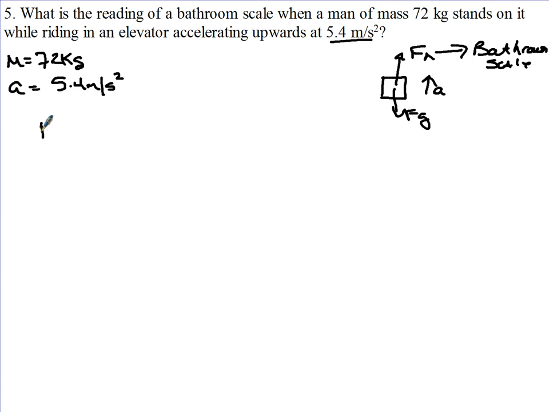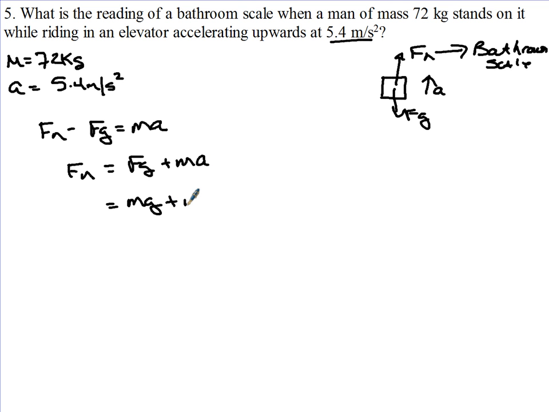So I have Fn minus Fg equals ma. So the normal force, or the bathroom scale reading, is going to be Fg plus ma. Fg is mg plus ma. Let me show you a trick that might help you out a little bit. Let's factor out this m. This is m times g plus a. Remember we did this when we did forces.